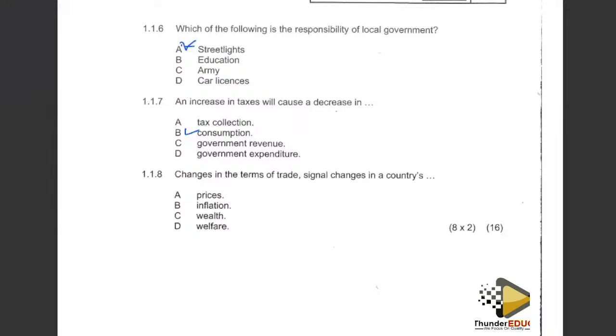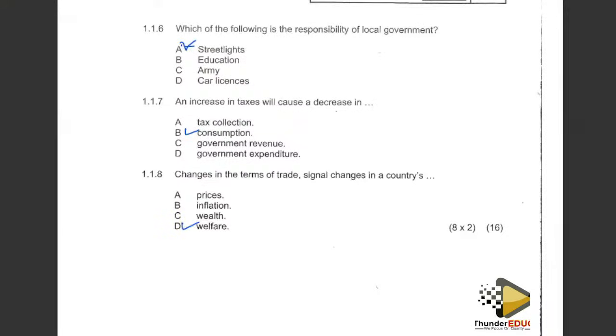Terms of trade normally calls for what you call international trade. It means that there are flows of goods and services between countries, or amongst the countries. So now if we check here, we have A, which is prices, is out. We have inflation is out. We have wealth is out, but we have welfare. So in this regard, welfare is our appropriate answer for this question.